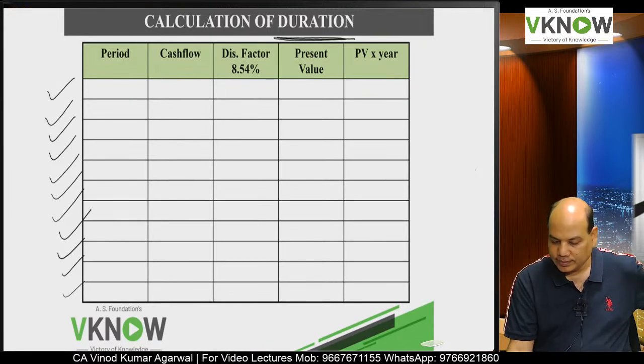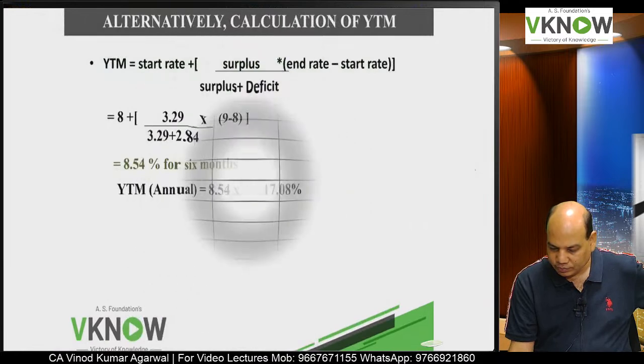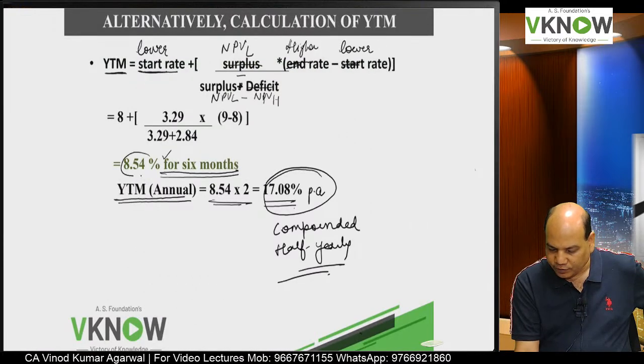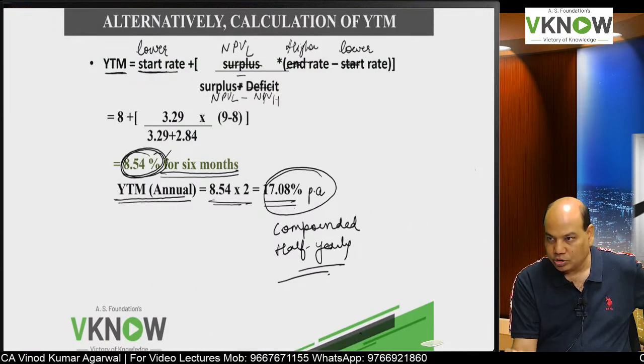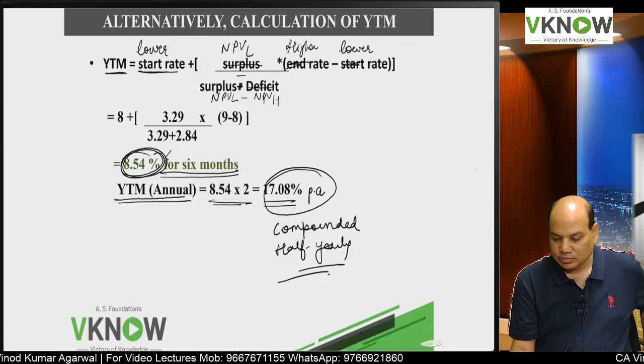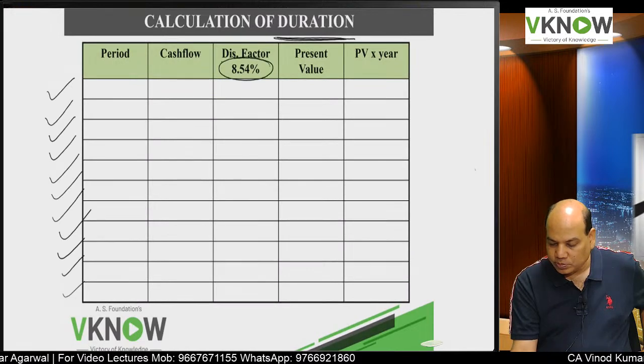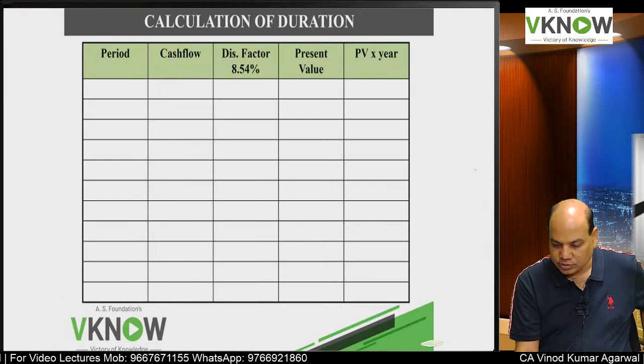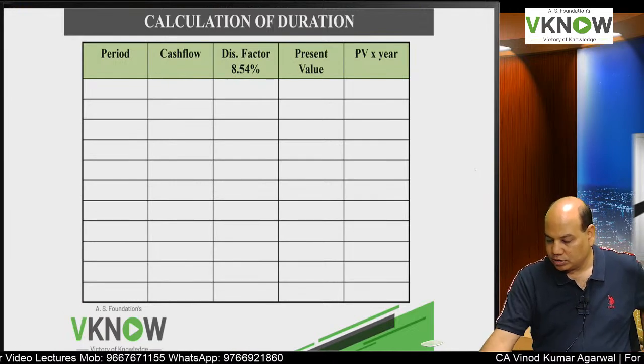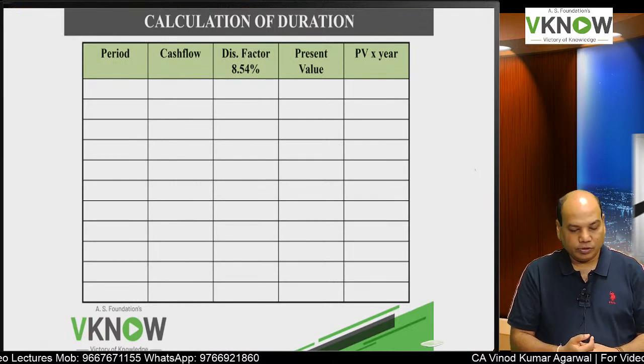Format is same. So what I have done, I have taken 8.54% as the discount rate because this is more accurate, and the discount rate will also be based on 6 months. So draw the format first. Same format of duration.